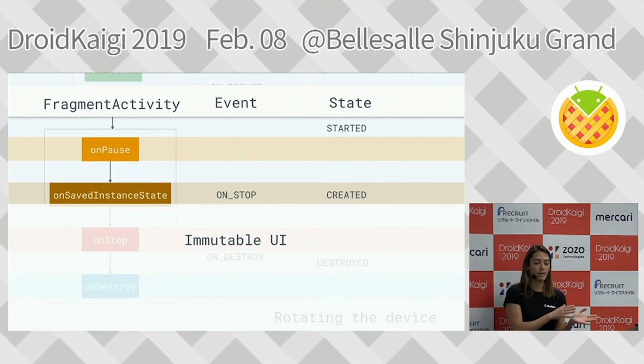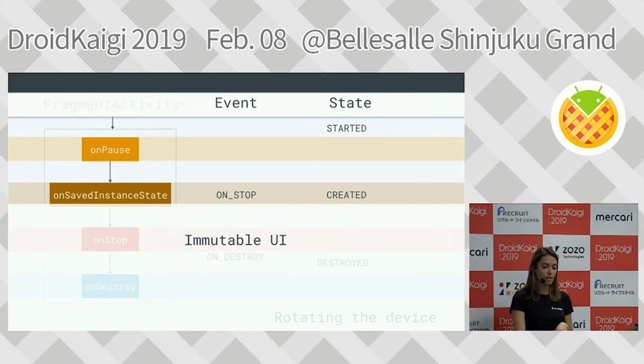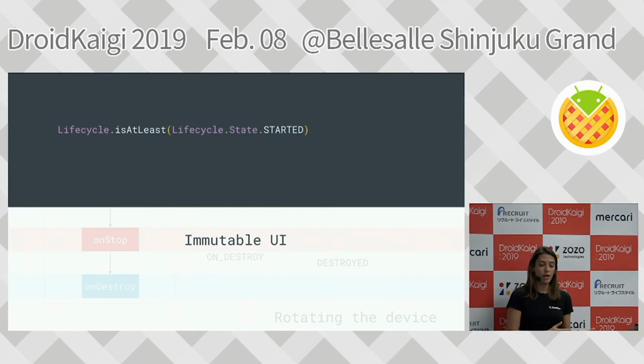When a fragment or an AppCompat activity state is saved via onSaveInstanceState, the UI is considered immutable. It's considered immutable until onStart is called. So if you're trying to modify the UI after the state is saved, it's likely to cause inconsistencies in the navigation state of your application. And actually, this is why the Fragment Manager throws an exception if the app runs a Fragment transaction after state is saved. So if you want to work with the UI, check that the lifecycle is at least started.